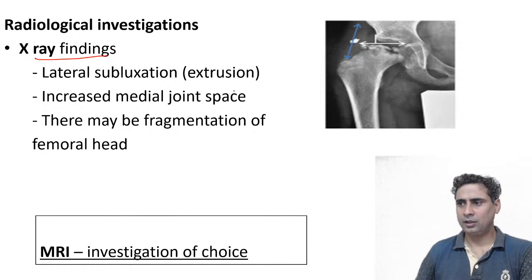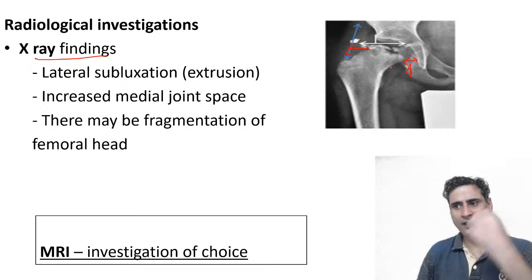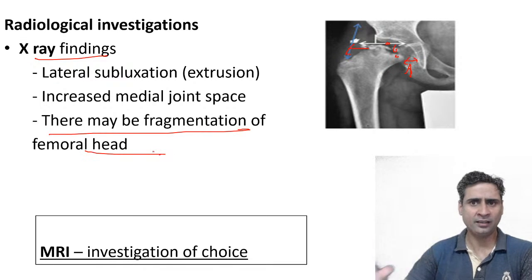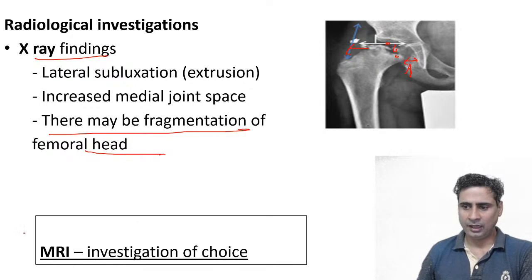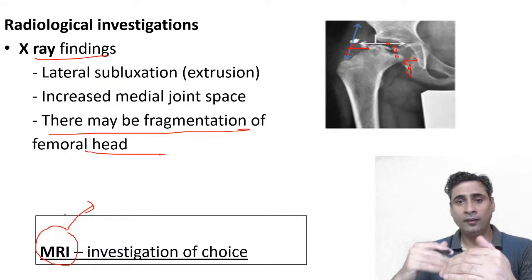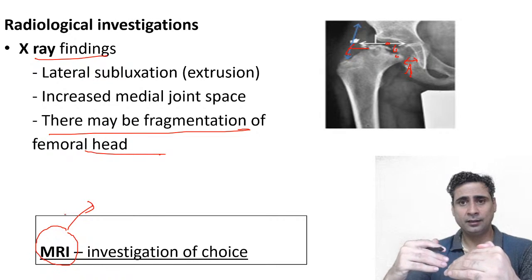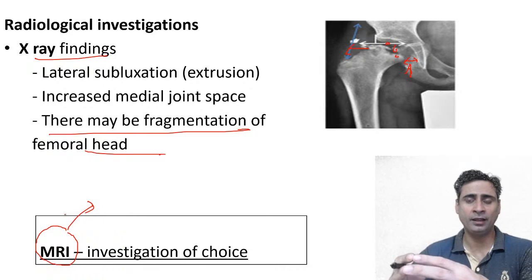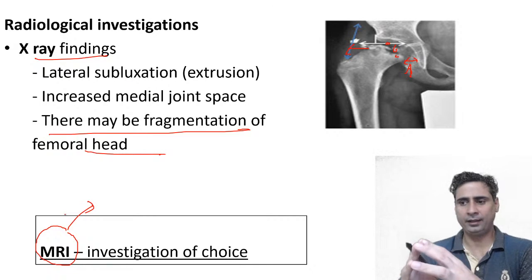On X-ray, you will find lateral subluxation of the head. Because of lateral subluxation, there will be an increase in the medial joint space between the femoral head and acetabulum. So lateral subluxation along with increase in medial joint space and fragmentation of the head is the typical X-ray of Perthes disease. The investigation of choice is MRI, which will tell the exact extent of involvement, and also when there is early stage, when X-ray findings are not there, MRI will help us to diagnose the condition, and it will also help us for treatment planning.